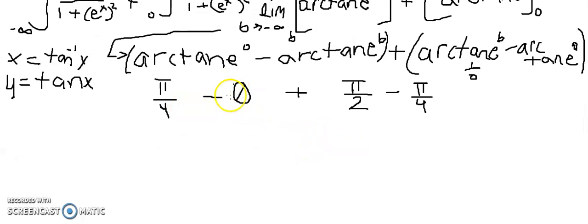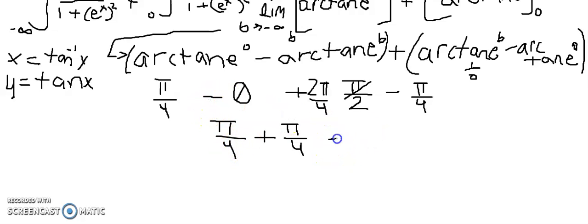Now, pi minus 0, nothing, plus pi over 2 minus pi over 4. Pi over 2 can be rewritten as 2 pi over 4 if we're making common denominators here. So 2 pi over 4 minus pi over 4 is just pi over 4. And then plus pi over 4, that will give you 2 pi over 4, or pi over 2.